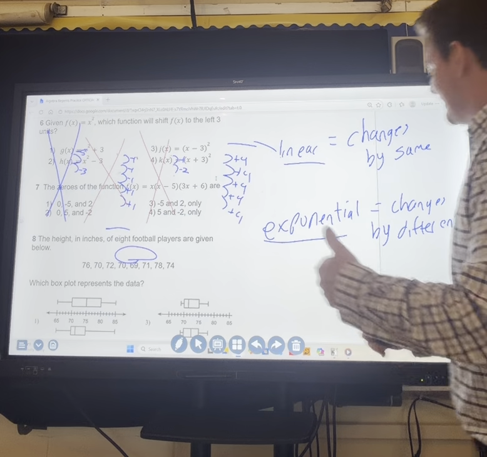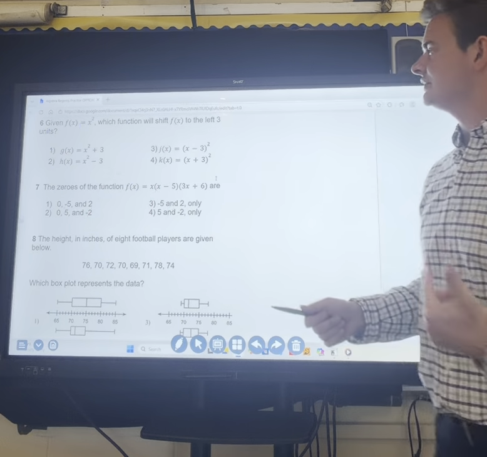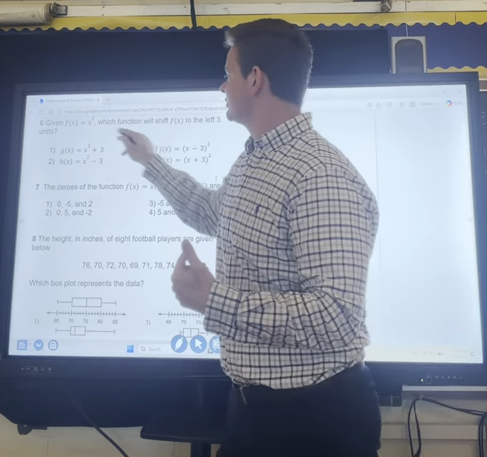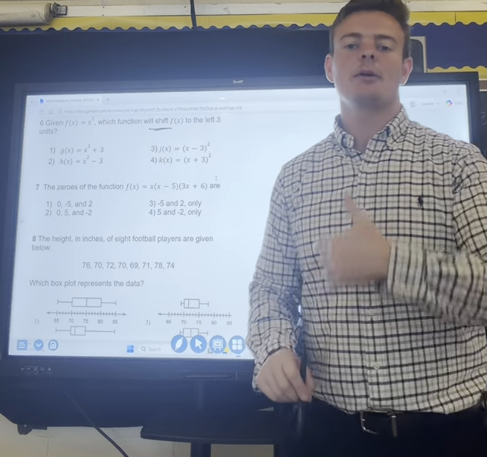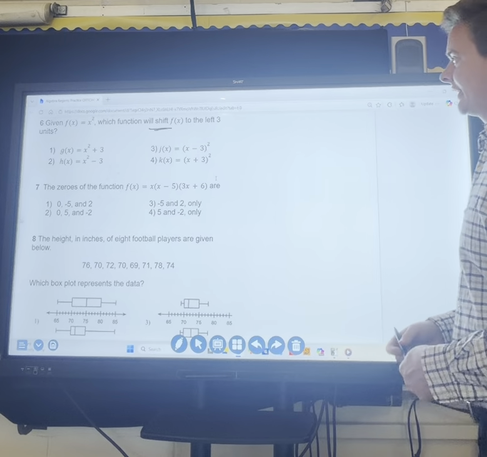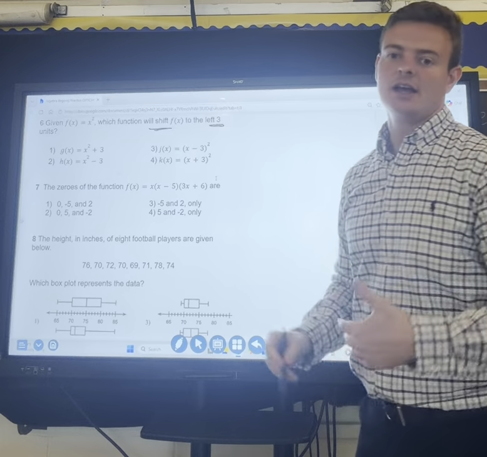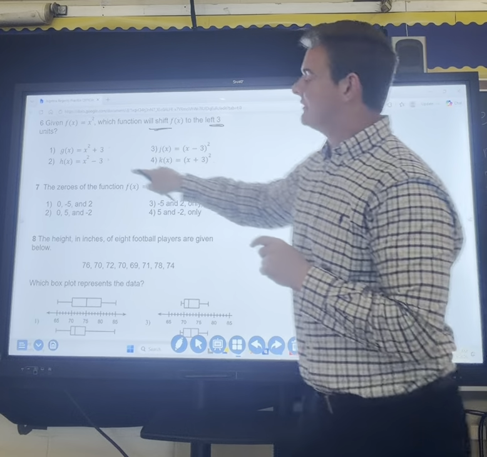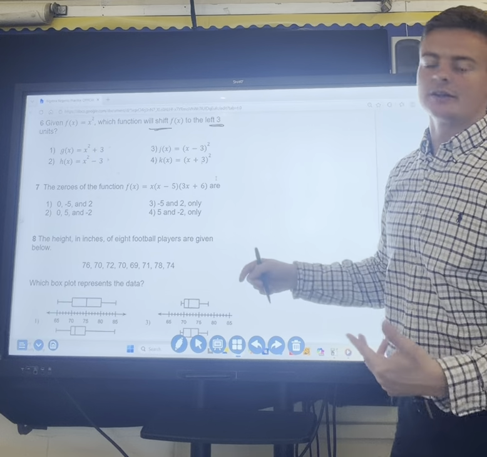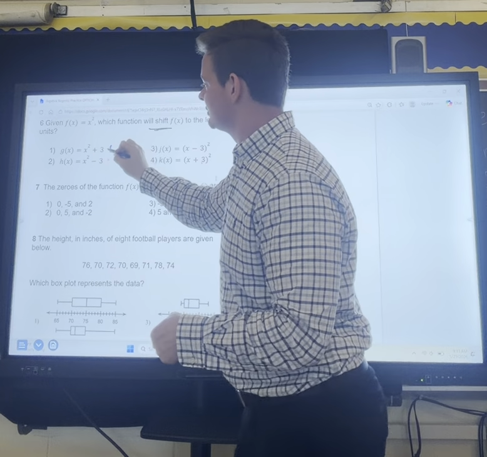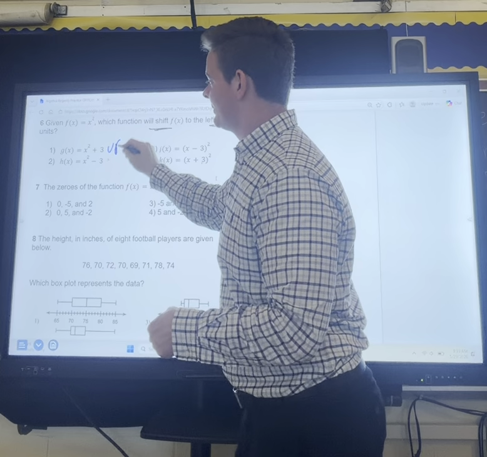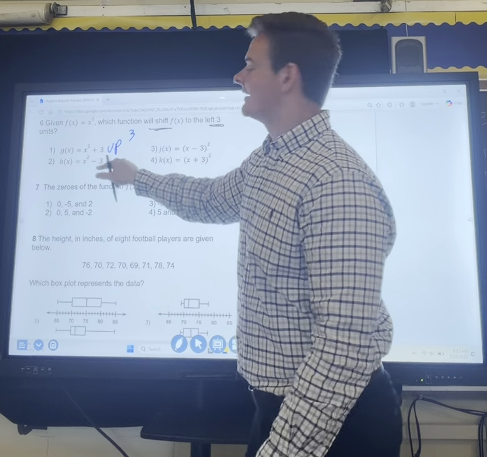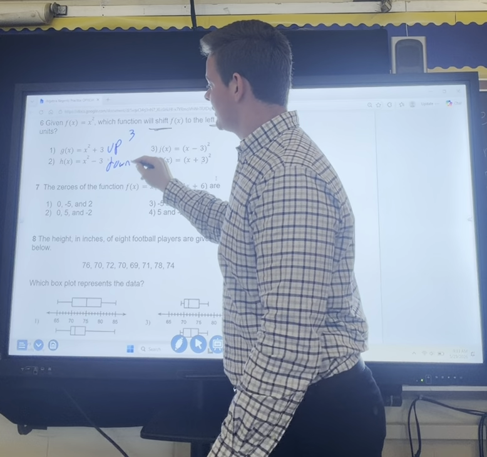Number 6 is also mostly just definitions. Given this function, I need to shift it. So I gotta know my function transformation rules, right? I want left 3. And the rule is, if it's at the end, it's up and down. If it's in parentheses, it's left and right. So this one here at the end is 3, which means it's up 3. This one here is -3, which means down 3.